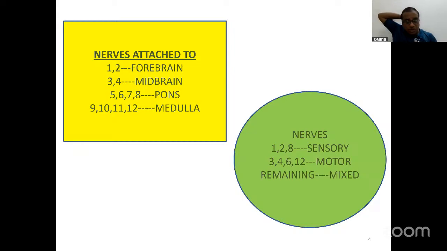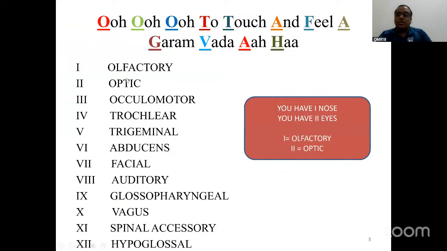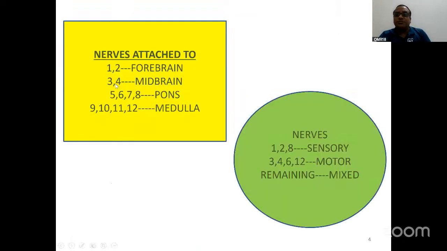9, 10, 11, 12 medulla. So these are the 12 cranial nerves from where they originate in the brain. So 1 and 2 means first cranial nerve and second cranial nerve. The names are this. This we should learn in order. The mnemonic I have given you.